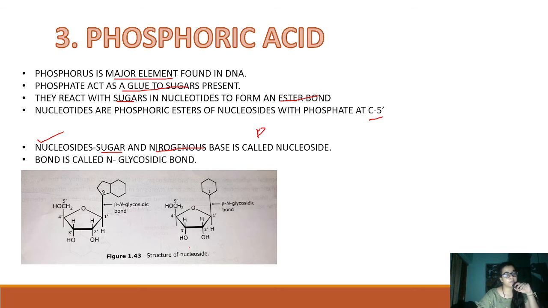So this is the difference between the two structures. This is the structure of the nucleoside. This is the sugar molecule, and this is the nitrogenous base. If two rings are present, that is a purine, and by this N-glycosidic bond they are attached. And if a pyrimidine is present, then it is a single ring one. So this is the structure of the nucleoside.